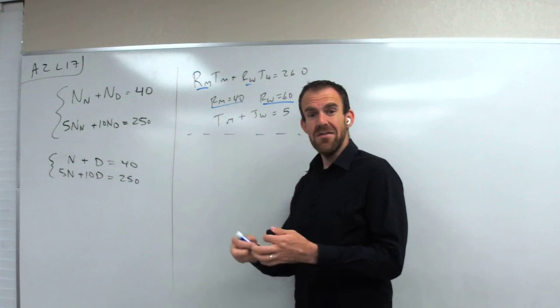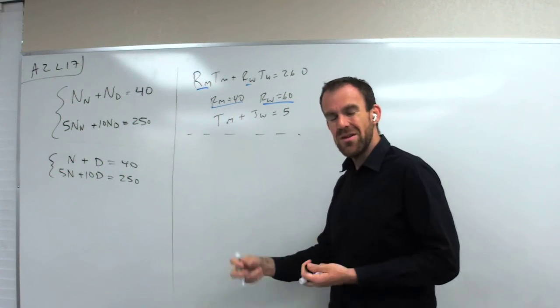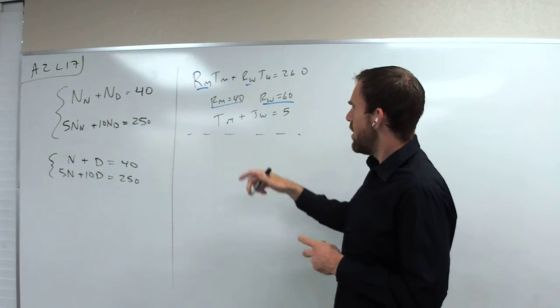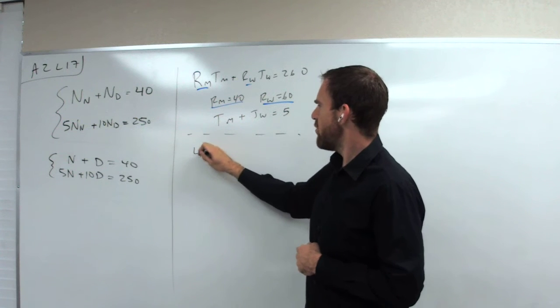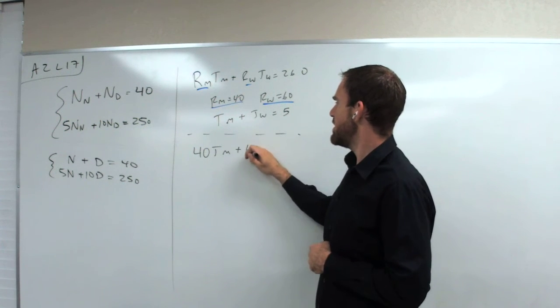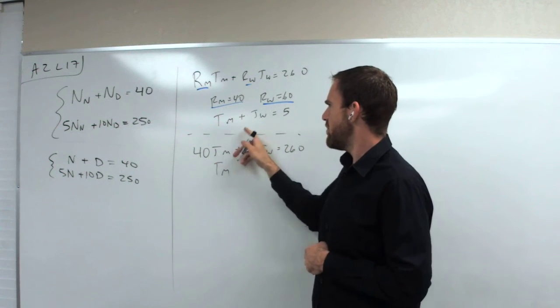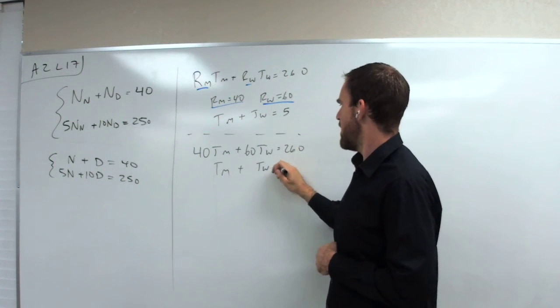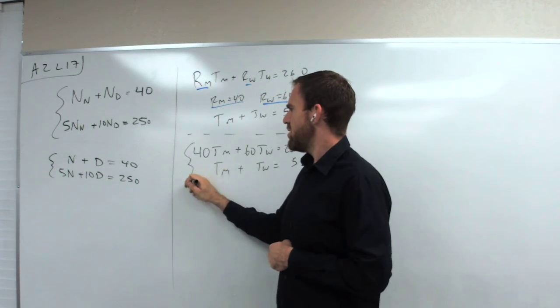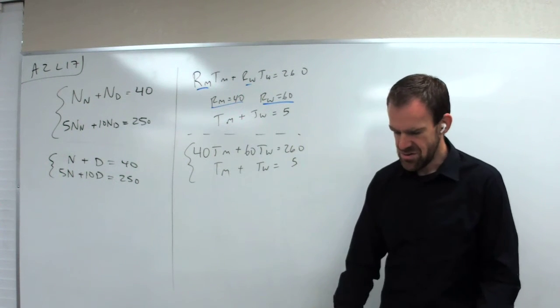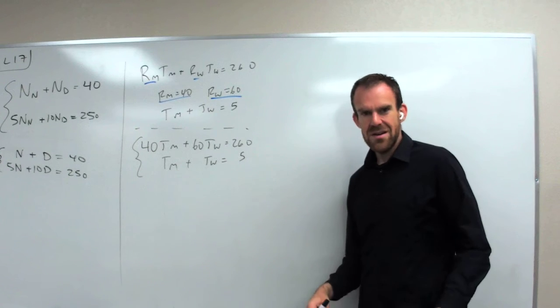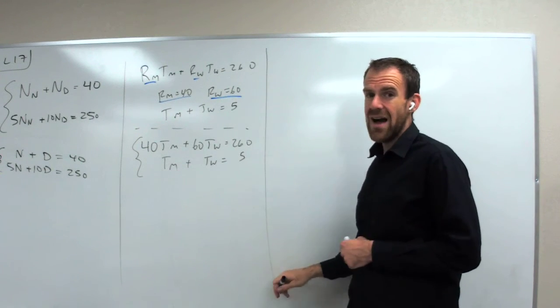So anything that they give you the value for, just like those other problems where they give you the value and you have to plug in, go ahead and plug in those numbers. So we have 40 TM plus 60 TW equals 260, and this equation, TM plus TW equals 5. From there, you can use substitution or elimination to solve. But we don't need to do that because you've got this.